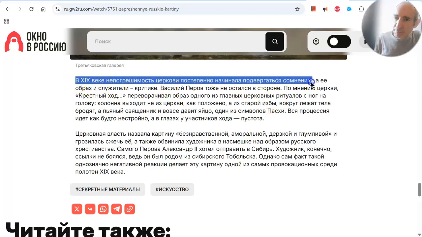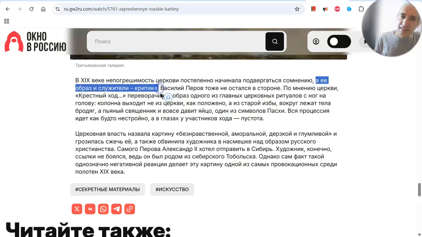Therefore, please see how it works, the beginning of this sentence. В XIX веке непогрешимость церкви постепенно начинала подвергаться сомнению. In the 19th century, the unsinfulness of the church gradually started to be subjected to doubt. А ее образ и служители – критике. Ее, please put 2 dots above the second е, so that would be ее. Ее means her, and it relates to церковь. In English that would be its, because the church is not a person. But in Russian, ее means belonging to the church. Образ means image. Служители, workers. The usual word for a worker would be работник, so plural would be работники. But in the religious context, workers of the church would be служители.